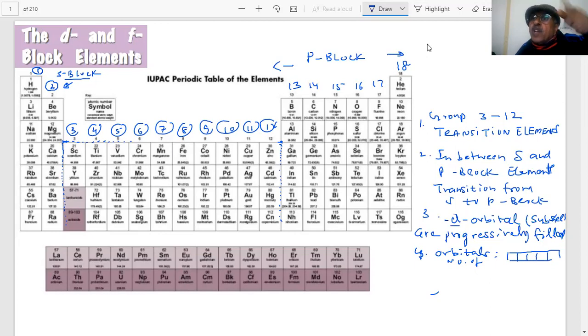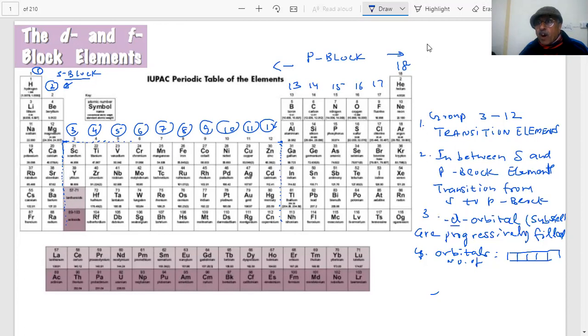So, what is the total number of electrons, students, that will go into the D subshell? How many electrons can I put in D maximum? How many maximum electrons can I put in the D, students?